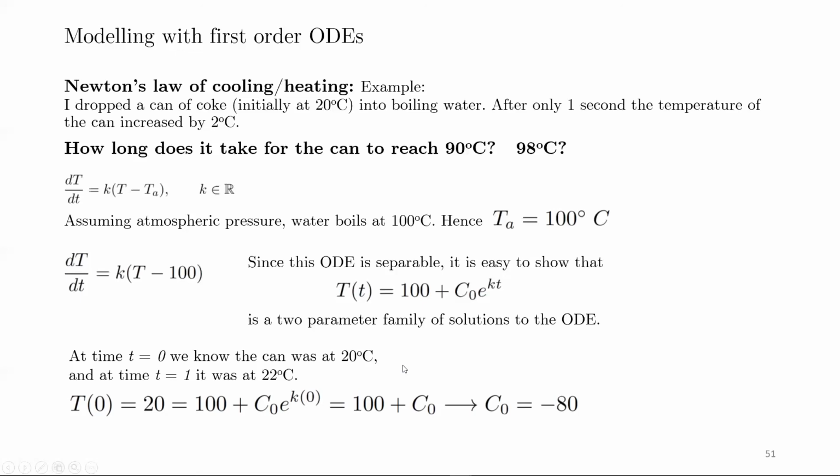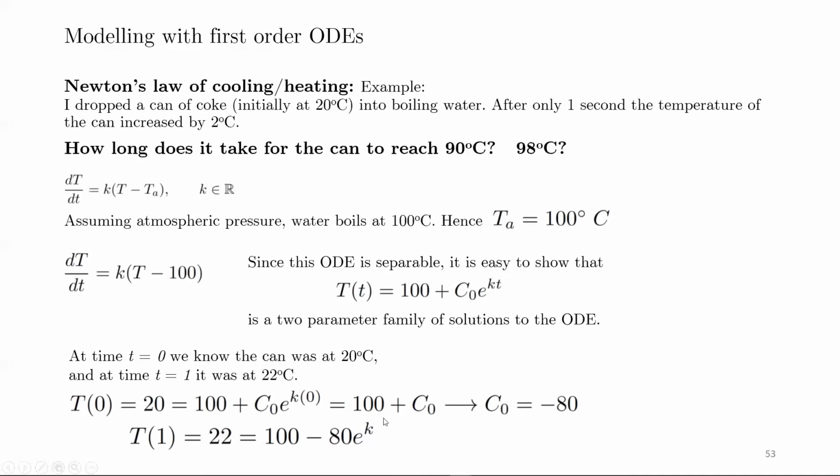Okay, but we also know a little bit more information, right? We can solve for C0, but we also know that when t equals 1, the temperature, capital T, is equal to 22 degrees Celsius. So now we can substitute that into our solution as well. So 22 equals 100, well, now I've said that C0 is minus 80, so 100 minus 80 times e to the k times 1, because time t, little t, was equal to 1.